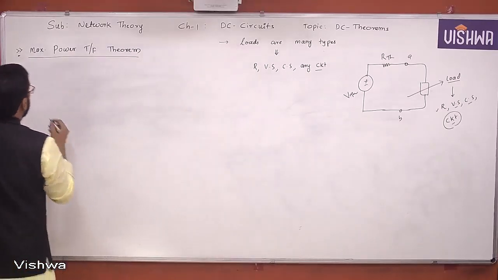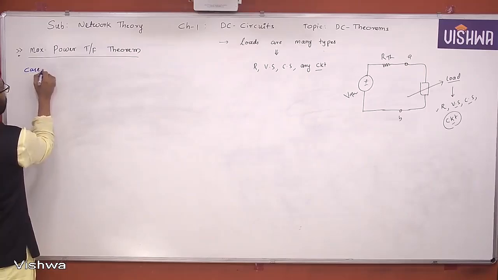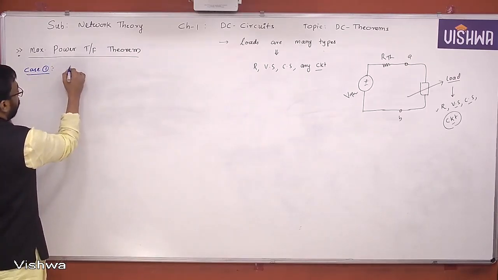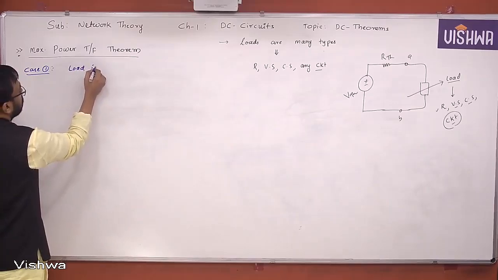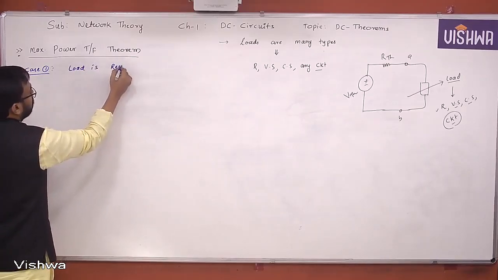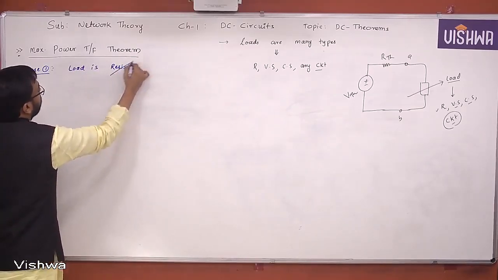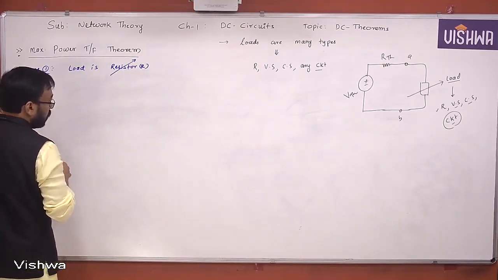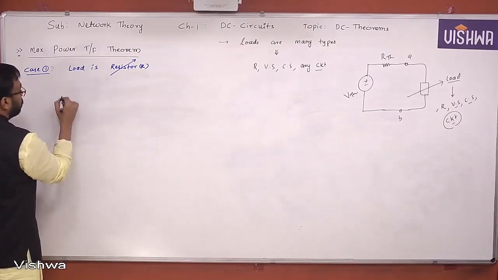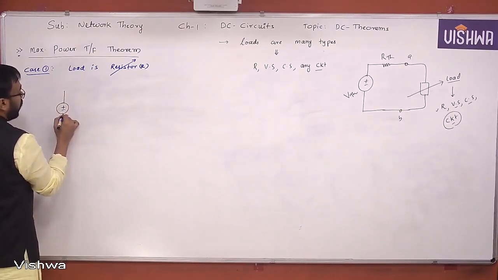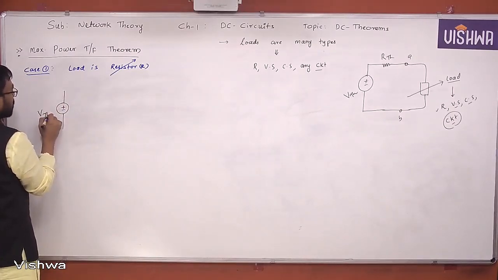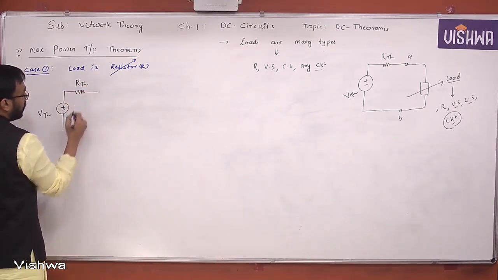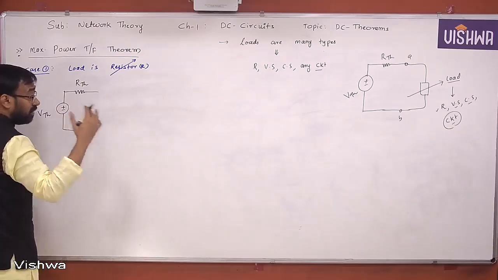First one. Case 1. When load is a resistor. Okay. This is a variable. Now let us see. Any linear bilateral network can be replaced by Thevenin's equivalent resistance, yes or no, in series with Thevenin's equivalent voltage. So I can replace any given network.